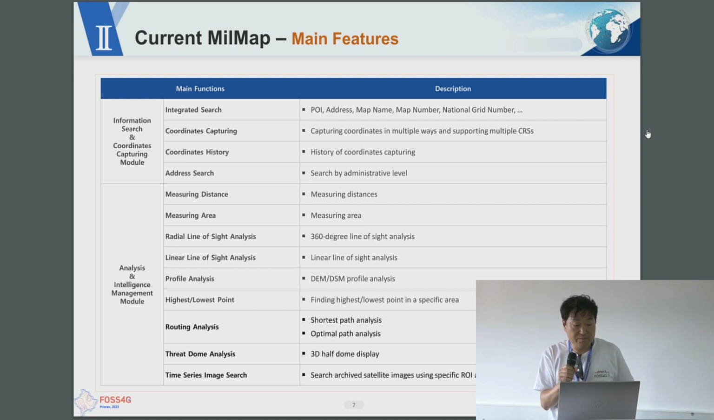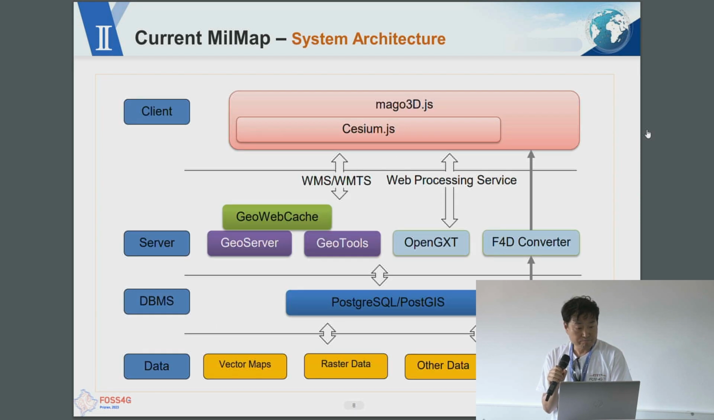Also, it provides many measuring tools, measuring distance, measuring area. Also, it provides 6 very basic analytical functions: radial line of sight analysis and linear line of sight analysis, profile analysis, and highest lowest point analysis, routing, threat dome, and the time series satellite image search and download.